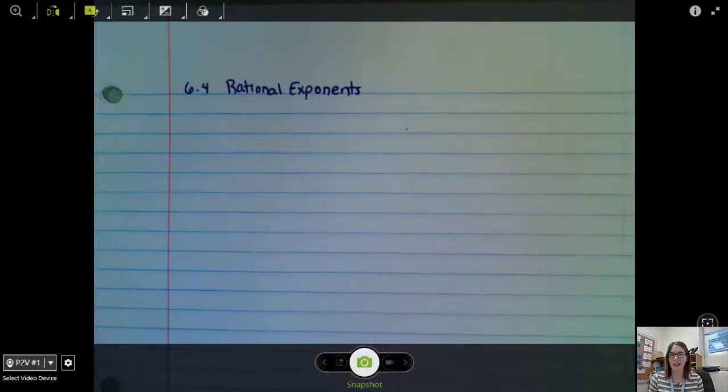First three sections are down in Chapter 6. We have Section 4 and Section 5 to go before we get to our Chapter 6 test. And then we'll do the rest of the chapter afterward. Chapter 6, Section 4, we are dealing with rational exponents.